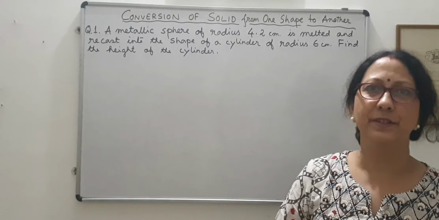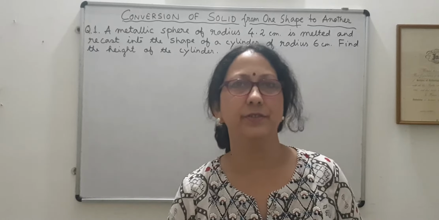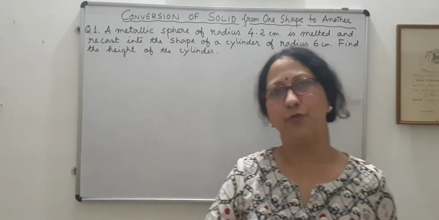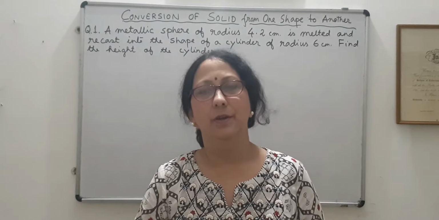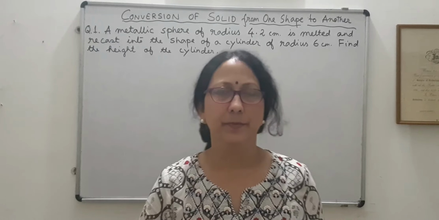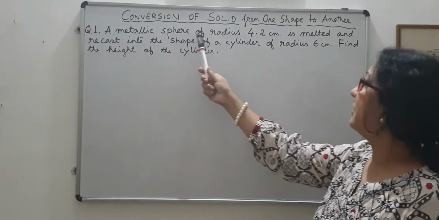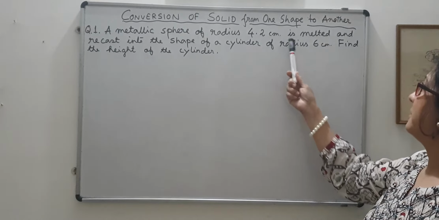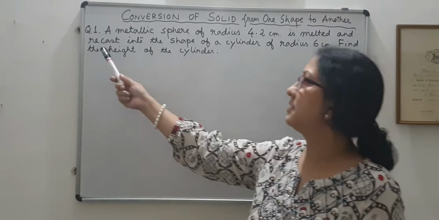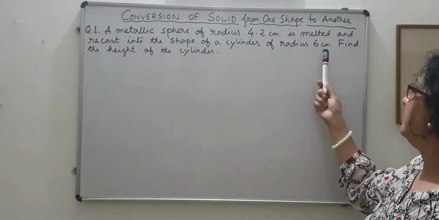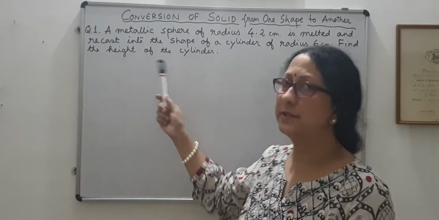So today we'll be discussing some questions where solids will be converted from one form into another form. So how do you solve them? Let's see. I've taken this question: A metallic sphere of radius 4.2 centimeter is melted and recast into the shape of a cylinder of radius 6 centimeter. Find the height of the cylinder.